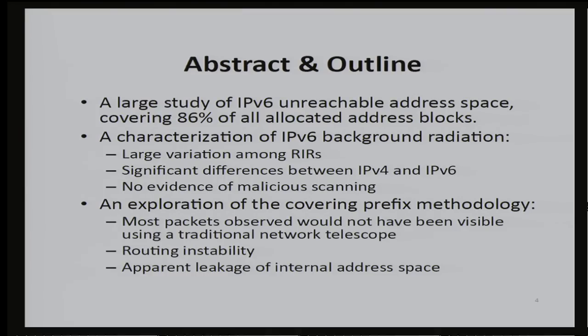What am I going to talk about today? I'm going to talk about the large study of IPv6 unreachable address space that we did. It covered about 86% of all allocated address blocks in IPv6. Next, I'll characterize some of this. What are the patterns? What are the trends we're seeing? What are we not seeing? And then towards the end, I'll talk a little bit more about what we did different in this study and some of the implications of that. In particular, the covering prefix methodology that we used in this study.